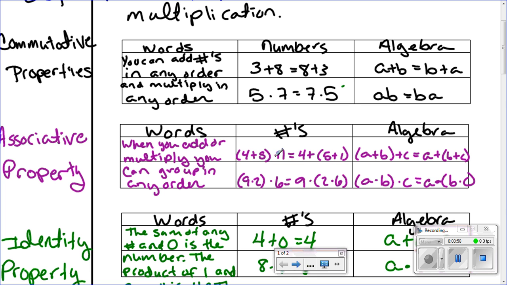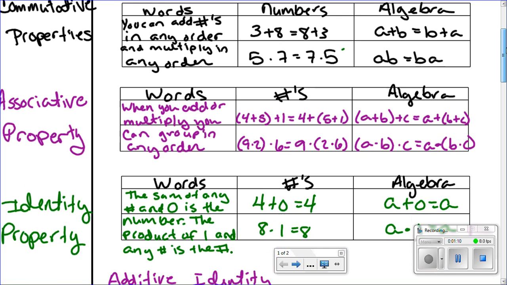The same for the associative property of multiplication. We are keeping the numbers in the same order, but we're changing how they're grouped and where those parentheses are. You can see those in algebra over here as well.